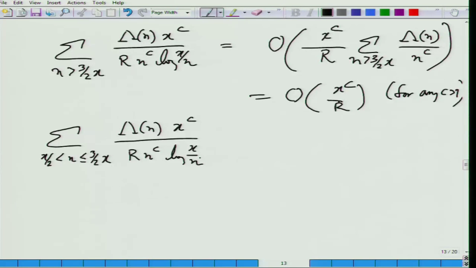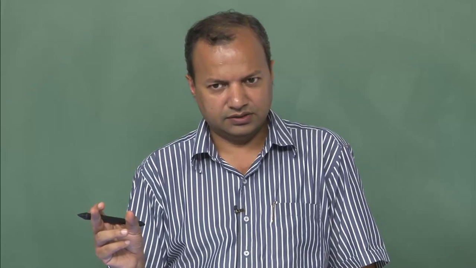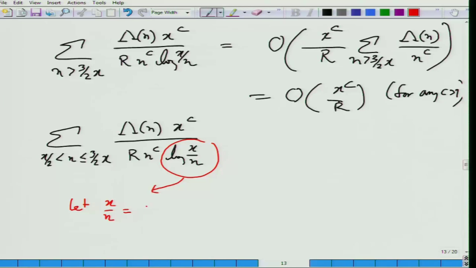So to handle that, let us do the following replacement. It is again a simple trick, and we can easily write this in a more sensible form. If I just say x by n to be, let's see what I want, x by n varies between 3/2 and 1/2, right? So what I want here is 1 minus s. So z I am using elsewhere, so let us use 1 minus s.